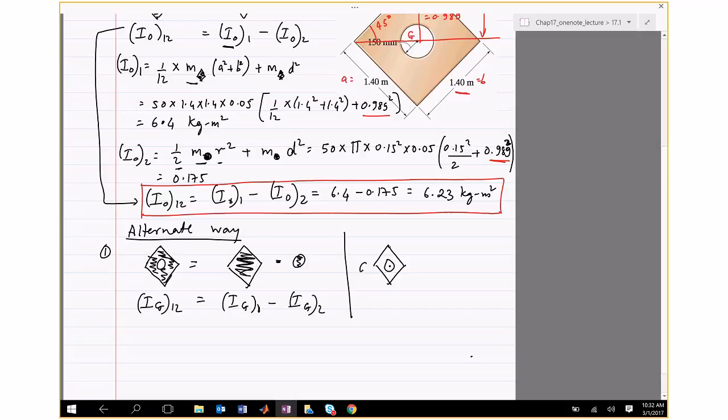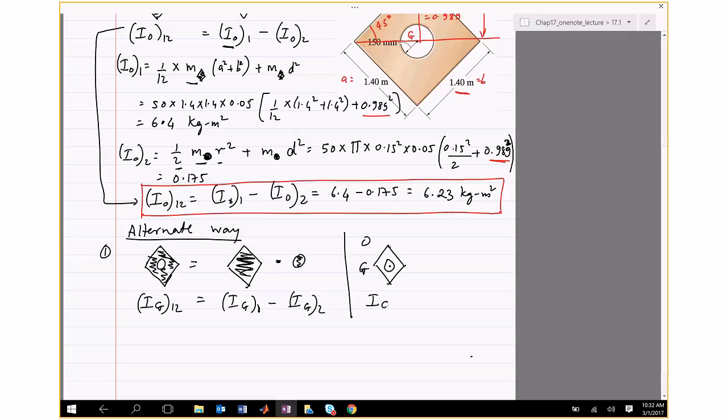Will this still work if we don't have the same IG, right? This will not work if they don't have the same IG. In that case, I would recommend the first method. That's a good point. If the circle was somewhere else, so that the center of mass of the circle and the center of mass of the square plate were not the same place, then this method will fail.